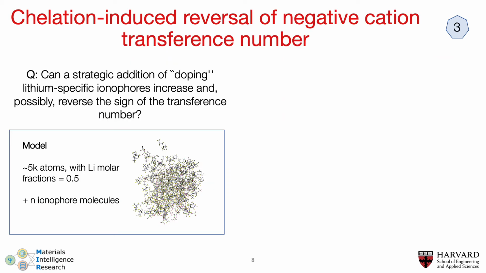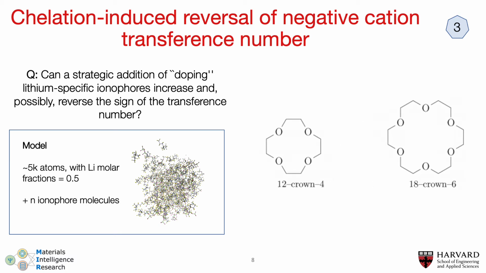Now we go to our third work, which is how can we use all the understanding that we developed so far to design better ionic liquid-based electrolytes. Our strategy was to dope the ionic liquid with a so-called chelating agent. A chelating agent, if you're not familiar, is a molecular arrangement that quite selectively can coordinate a specific atom or molecule. In this case, of course, we choose lithium-specific ionophores or chelating agents that you can see here on the right.